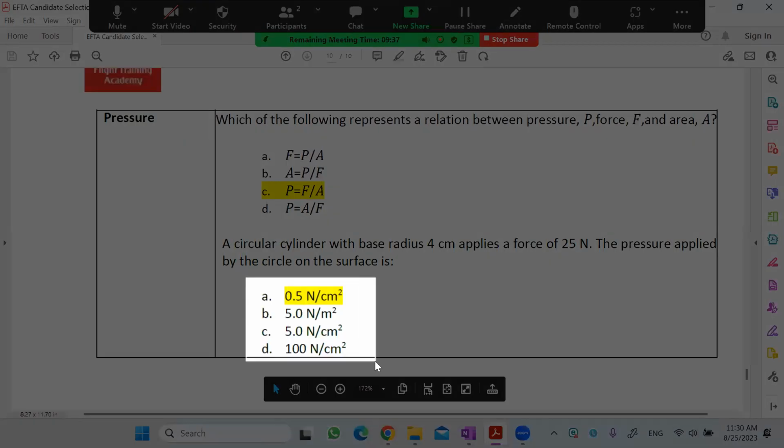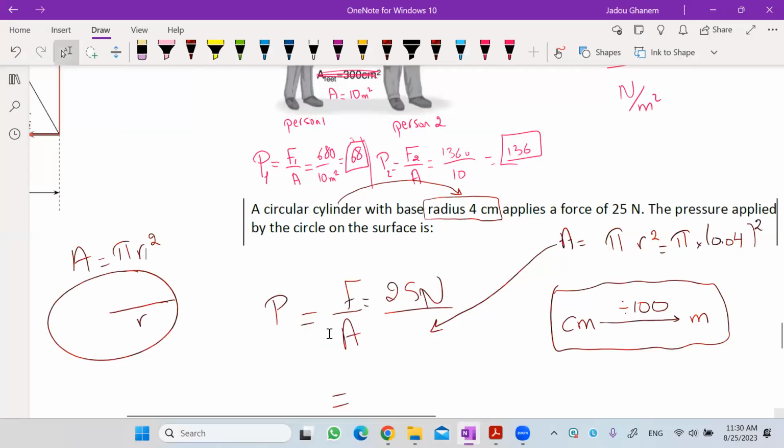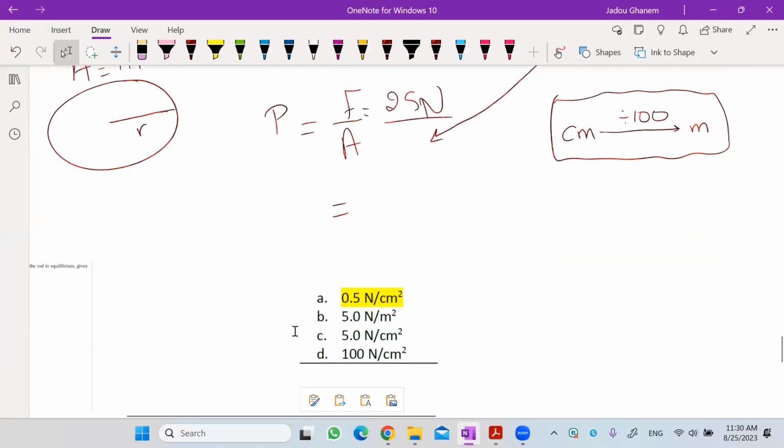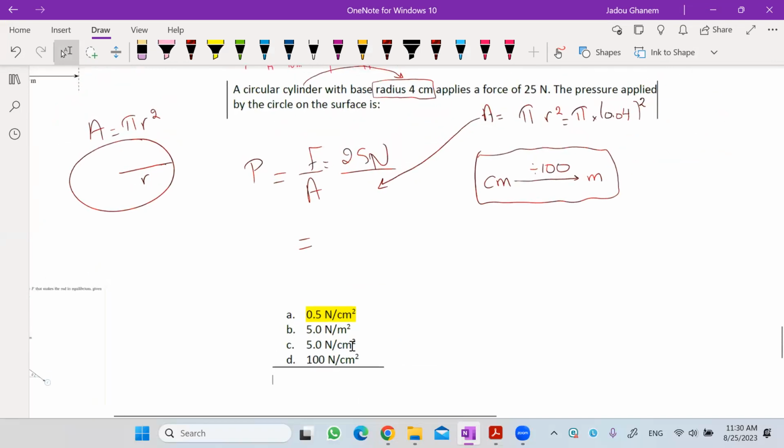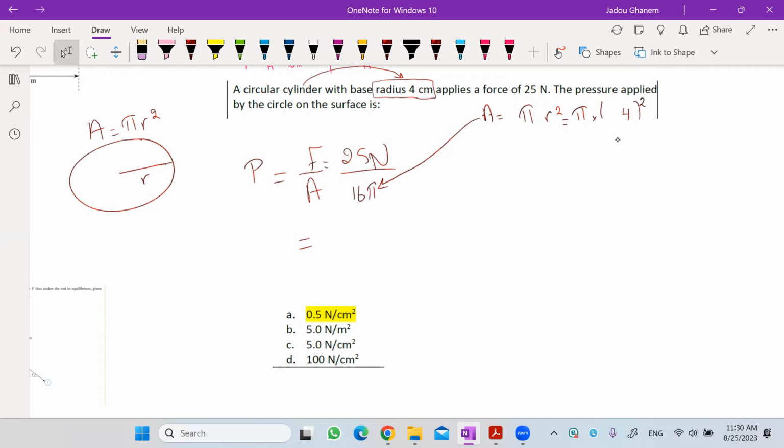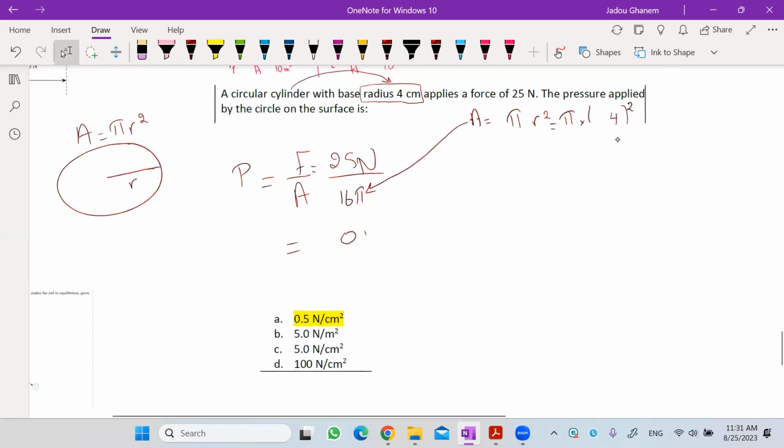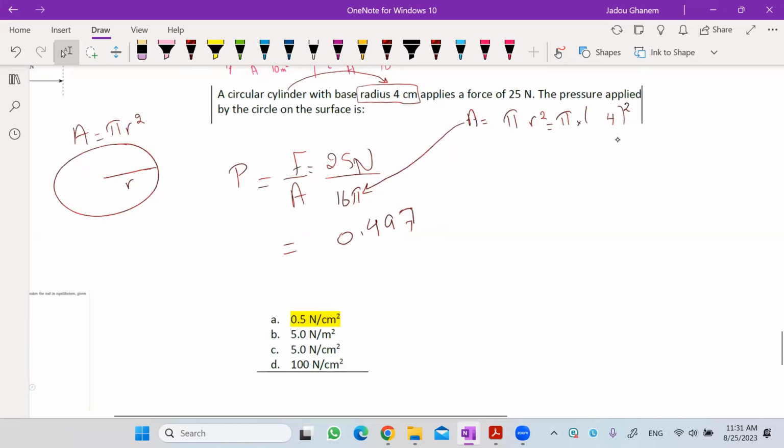Okay, here they gave you the choices with centimeters, so no need to change it. It's easier. They didn't ask for changing it also. So let's keep the unit in centimeter since the choice is in centimeter. But if they gave us the values in meter, then we have to change it. So here it will be 4 times 4, 16 pi. And the answer will be 25 over 16 pi, which is 0.497. Which one is the closest value? It's the first one.